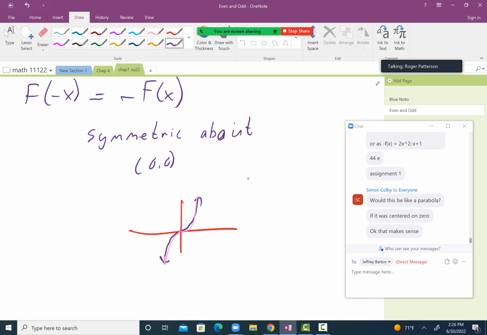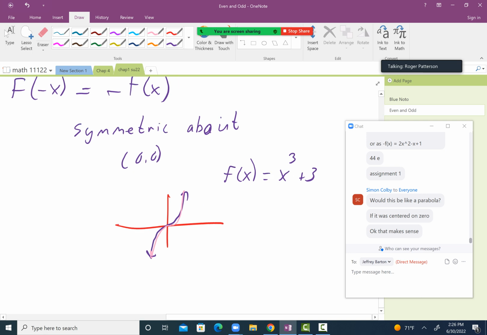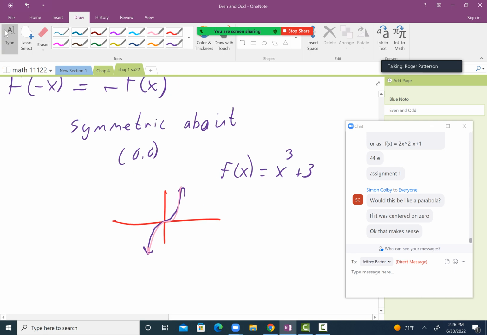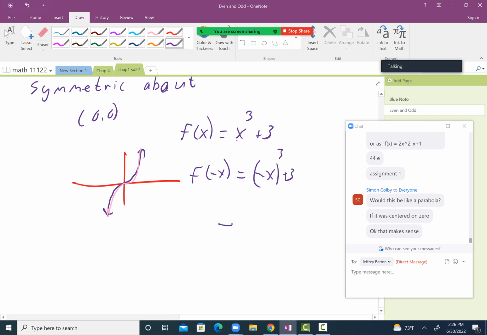So if you have, say, f of x, now let's go with our x cubed plus 3 graph, all right? And you would think, hey, would this work? Well, let's try it. So we're going to take f of negative x, which means I'm going to put a negative in there. Now a negative x to the third, we just talked about that, so we end up with this.